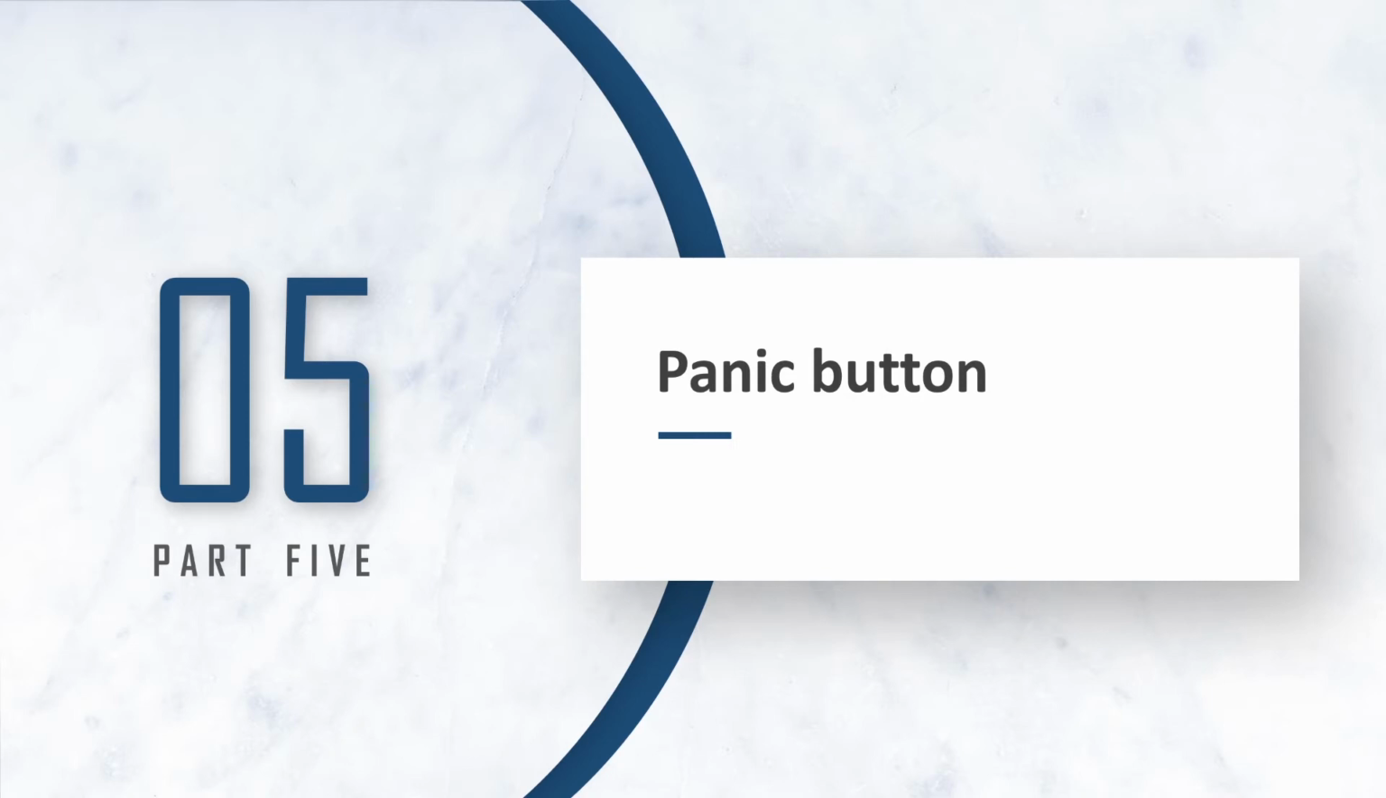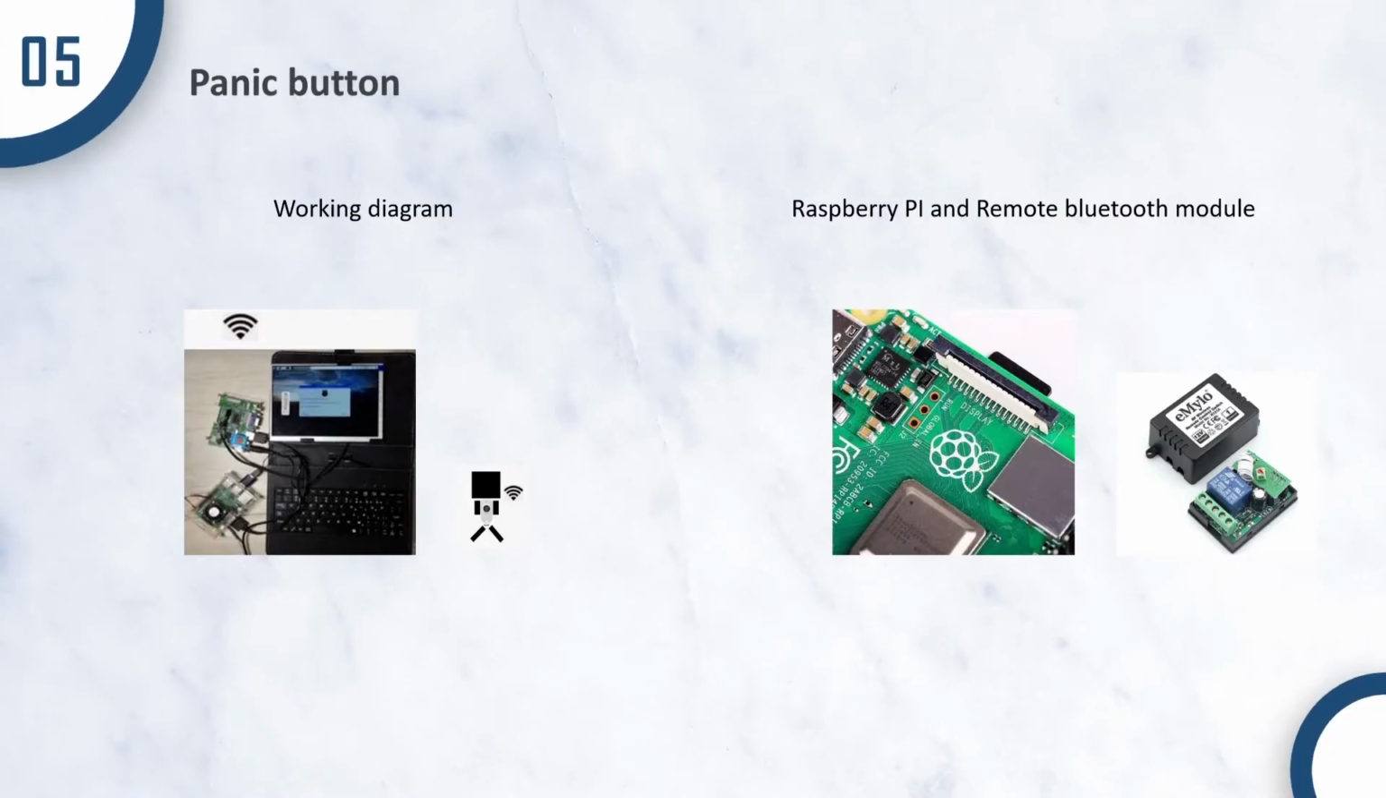Considering the risk of elderly people falling, we set up this function for the system. The elderly person just hangs the panic button around his neck. When there is an accident, he can simply press the button and send an alarm message to the contacts pre-installed in the system.